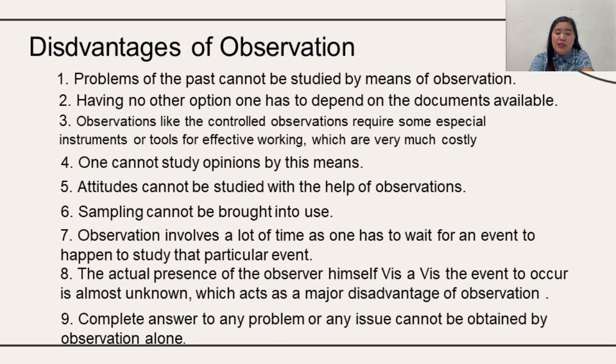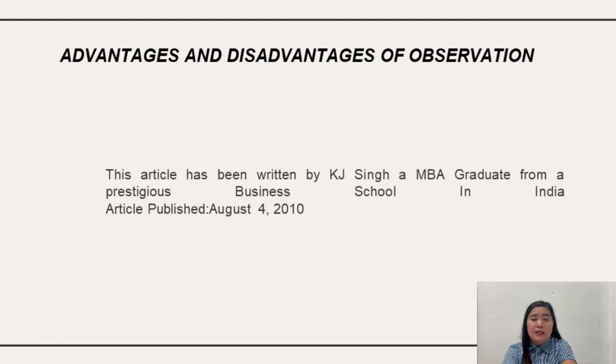Next is the actual presence of the observer vis-a-vis the event occurring is also almost unknown, which acts as a major disadvantage of observation. The last disadvantage of observation is that the complete answer to any problem or any issue cannot be obtained by observation alone.